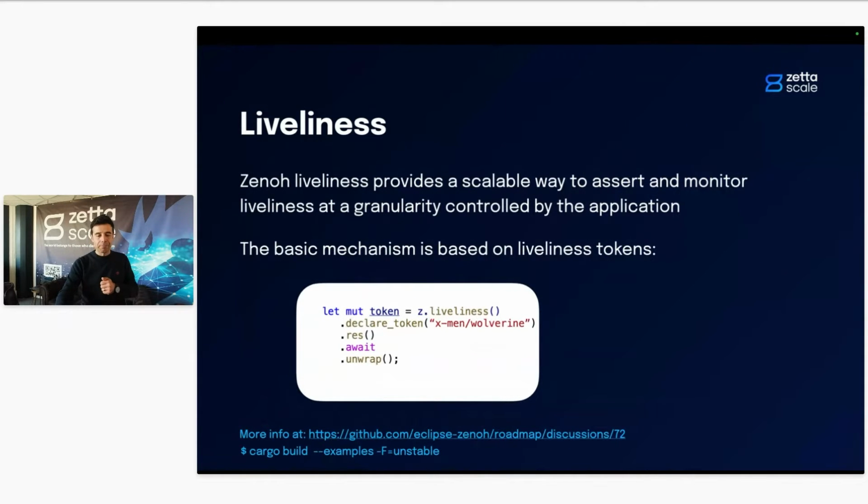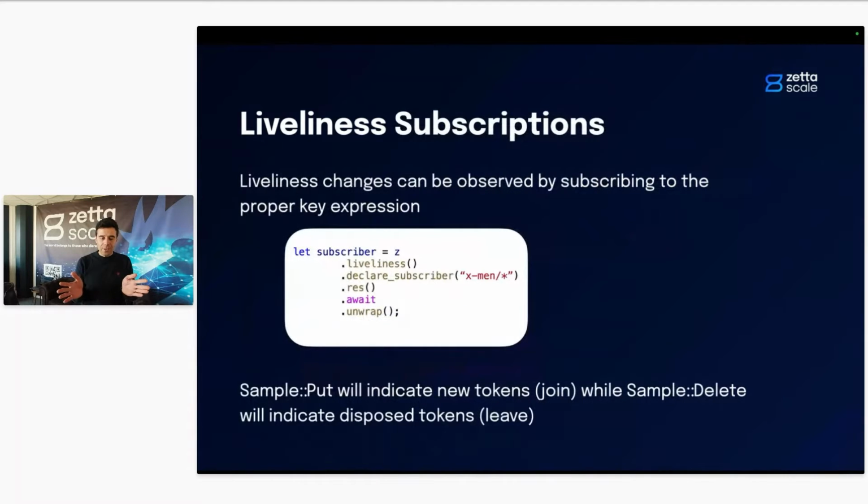Okay, that's the API. And so in this case, for instance, I'm interested in having news about X-Men and knowing when they come around, when they leave, and so on and so forth. Each time a token that matches xmen/* is declared on the network, I will be informed. And each time the token loses liveliness, because the application died, because the network got partitioned, or because I disposed of the token, then I will be informed that the token is no longer there.